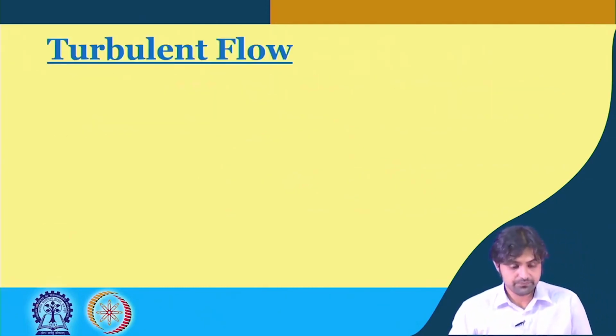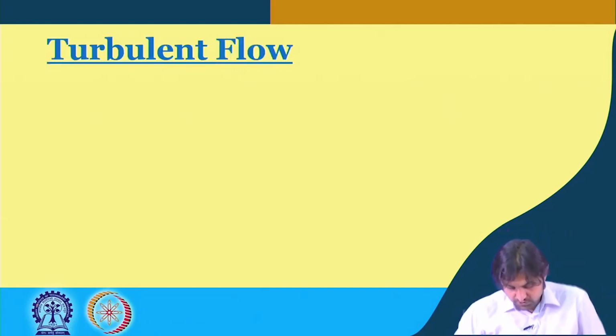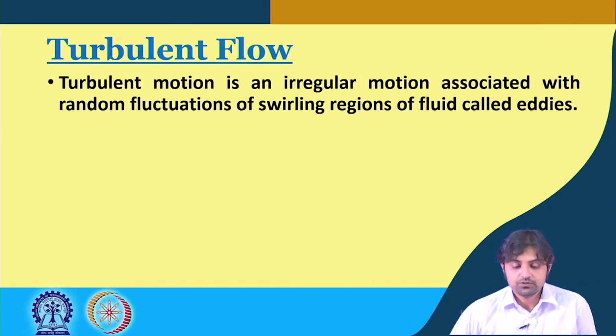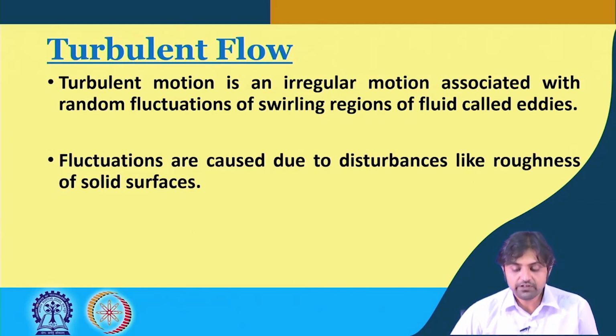All right. So we are now moving slowly to the phenomenon of turbulent flow. Turbulent motion is an irregular motion which is associated with random fluctuations or swirling regions of fluid called eddies. These fluctuations are caused by disturbances like roughness of a solid surface. Suppose a fluid is moving and it encounters a rough surface. So the fluctuations in the velocity will arise, and these are the causes of turbulent motion.